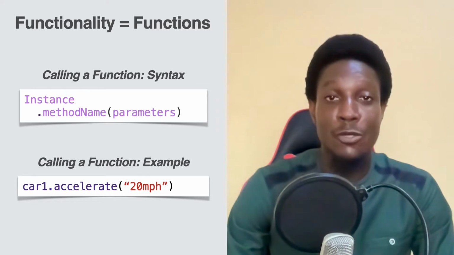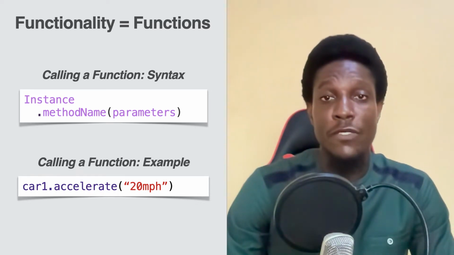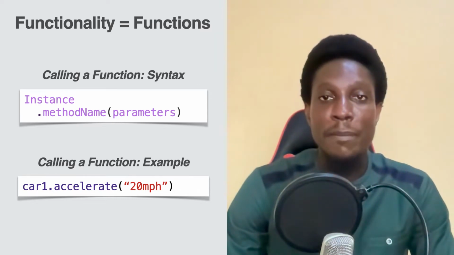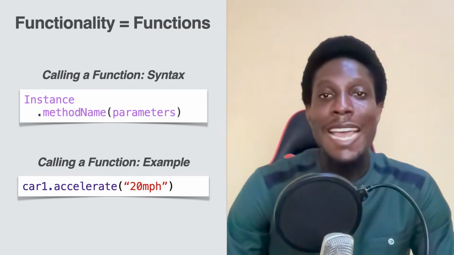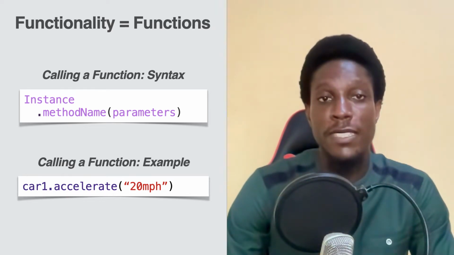So, I'll be using the two terms interchangeably. You haven't created any function of your own yet, but you'll be doing so soon. If you have an instance of a class, you call a method on it by appending a dot and the function name, and enclosing any arguments you need to send to the function in parentheses.